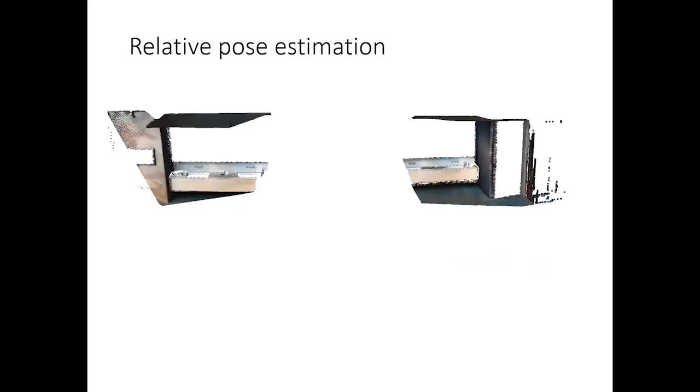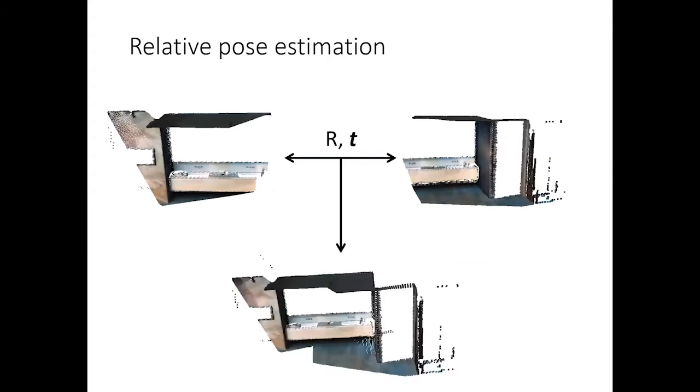This talk focuses on RGB-D images. We are given two scans, RGB-D images, recorded in a local coordinate system. Our goal here is to find a transformation, which is the translation T and the rotation R, that describes the relative pose between the two scans.